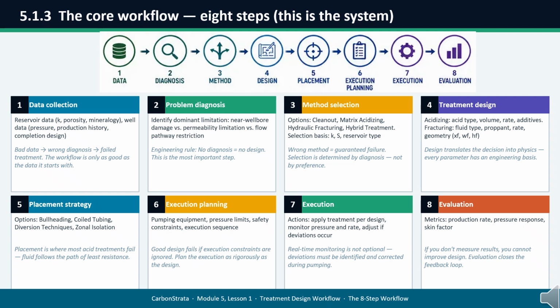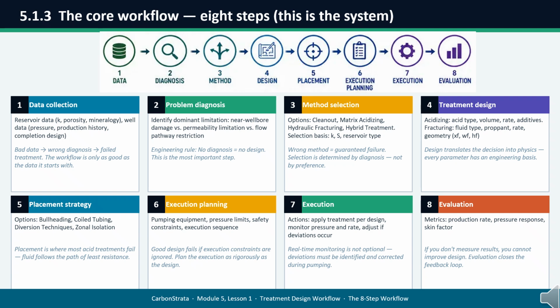Now move to the next 2. Design and placement. This is where the method becomes real. Parameters are defined, and the treatment is directed to the correct zone. Without placement, design does not matter. Now the last 3. Execution planning, execution, evaluation. This is where design meets reality. If execution is not controlled, design is irrelevant. If evaluation is skipped, nothing improves.